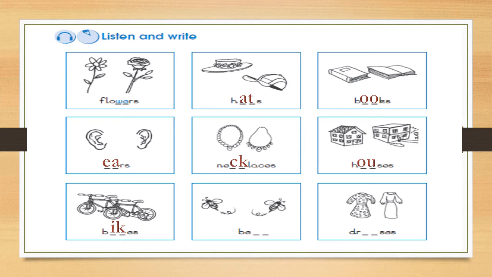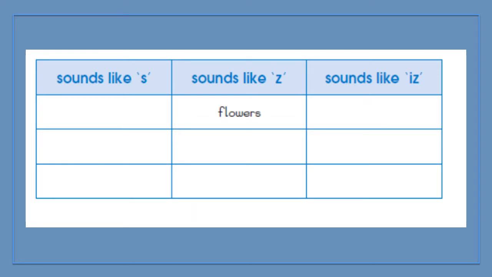Bikes, the missing letters here, I and K. Bees, the missing letters here, E and S. Dresses, the missing letters here, E and S. Okay? Let's complete these spaces. Here we need sounds like S, and sounds like Z, and sounds like eyes. Let's see some words.